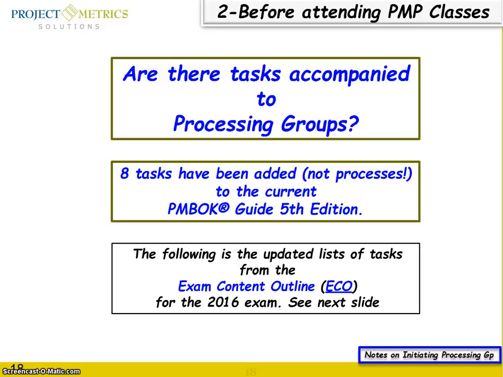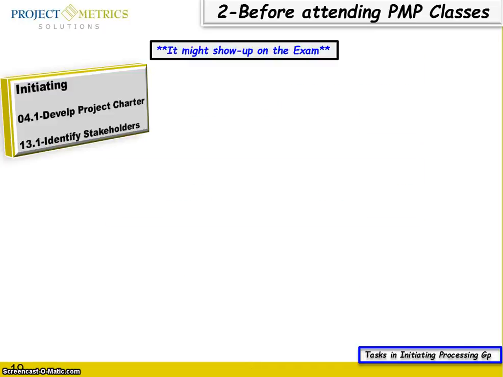Now, there are tasks accompanied by each process group. PMI added 8 tasks. It's not a process. Don't get confused between the process and the task. They are not in the PMBOK Guide 5th edition, but you can go to PMI's website and find them there.